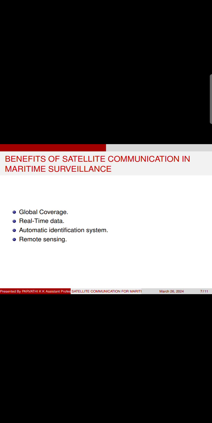Automatic identification system: satellites collect data from vessels, offering crucial details about their identity, location, speed, and course, enhancing safety and security. Remote sensing: satellites use remote sensing techniques such as radar and optical imaging to monitor sea conditions, detect oil spills, and even track illegal fishing.